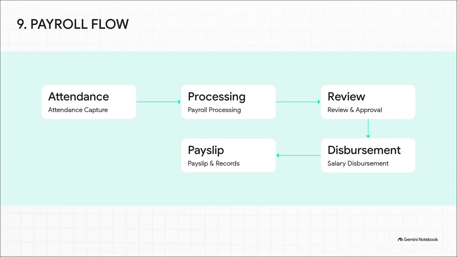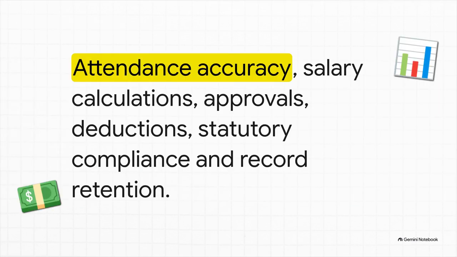Next, look at 9. Example, payroll process flow. Again, it's chronological. We start with attendance capture, move into payroll processing, then review and approval, followed by salary disbursement, and finally, payslip and records. Our audit focus for payroll zeroes in on attendance accuracy, salary calculations, approvals, deductions, statutory compliance, and record retention.